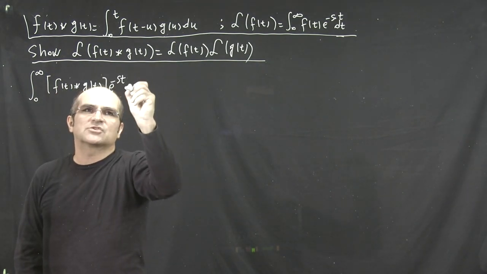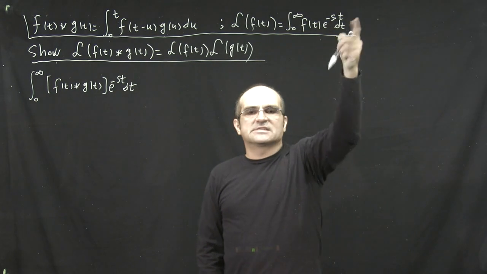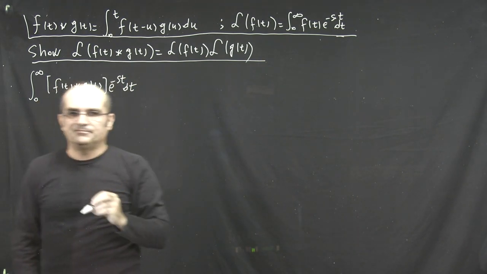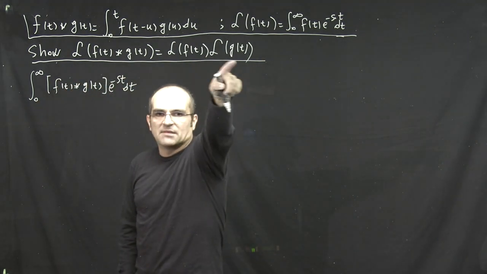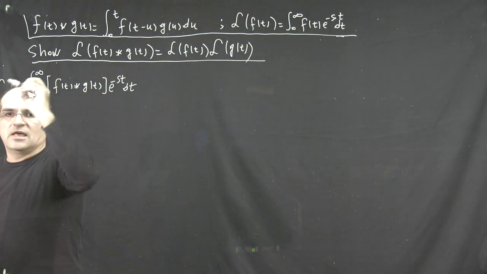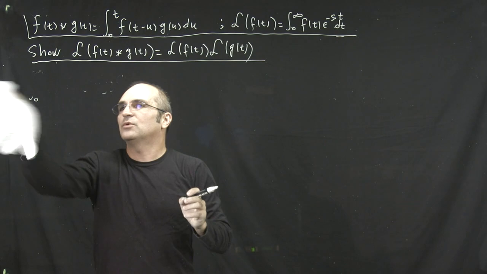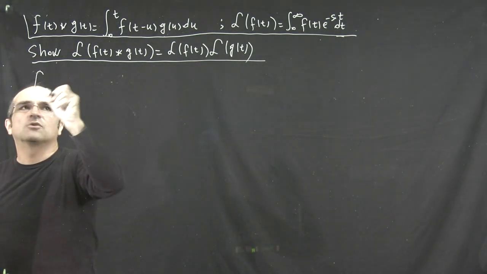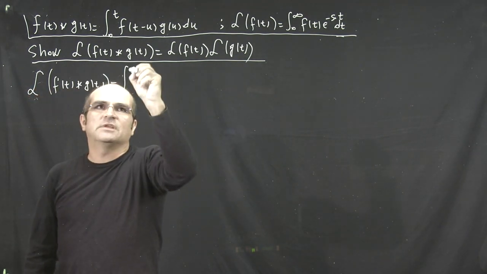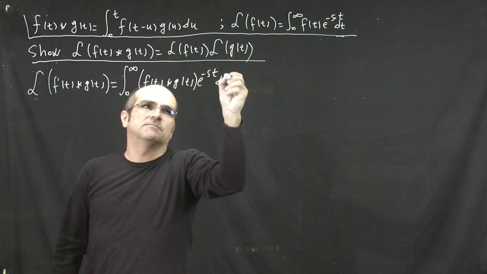So that convolution gives me a function of t, and then you multiply that with e to the minus st dt, and from 0 to infinity, that's the Laplace transform of this left side. So the goal is to show that this becomes the product of the Laplace transforms. So just to make it clear, this is L. Let me actually write it down again, so it's clear which side of the equality I start from. So L of f of t convolution g of t is the integral from 0 to infinity f of t convolution g of t e to the minus st dt.